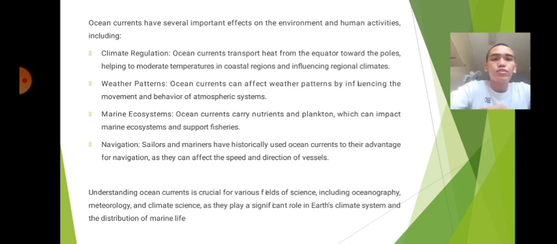Next is navigation. Sailors and mariners have historically used ocean currents to their advantage for navigation, as they can affect the speed and direction of vessels. Understanding ocean currents is crucial for various fields of science, including oceanography, meteorology, and climate science, as they play a significant role in Earth's climate system and distribution of marine life.